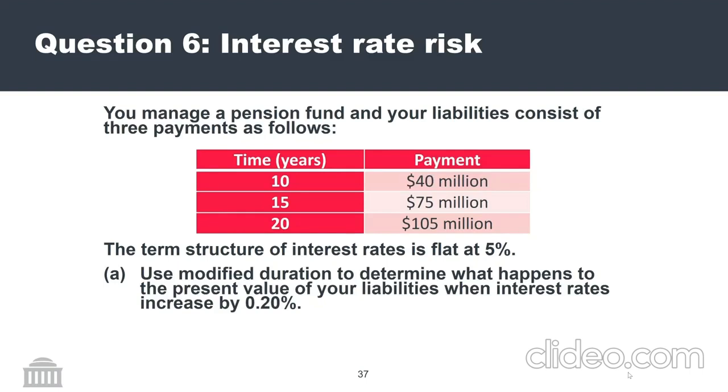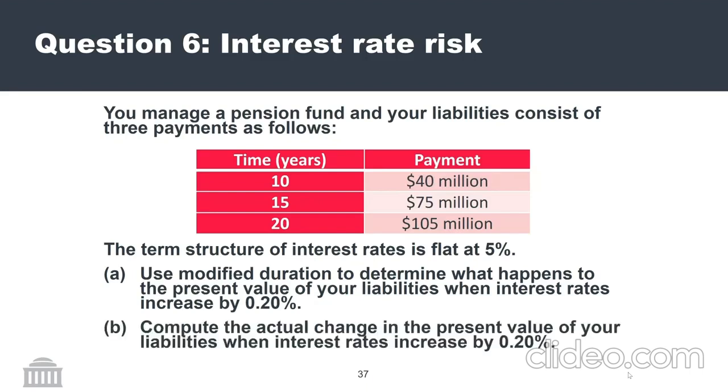Part A of the question asks us to use modified duration to determine what happens to the present value of liabilities of this pension fund when interest rates increase by 0.2%. And in part B of the question, we'll compute the actual change in the present value of liabilities of this pension fund, again, when interest rates increase by 0.2%.